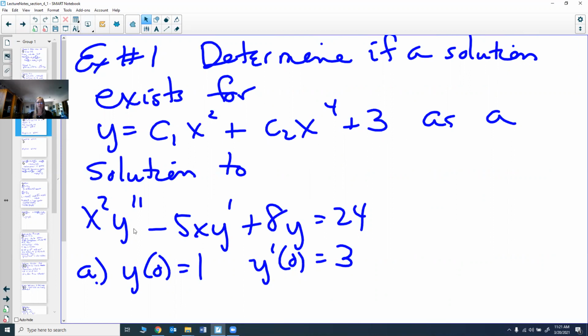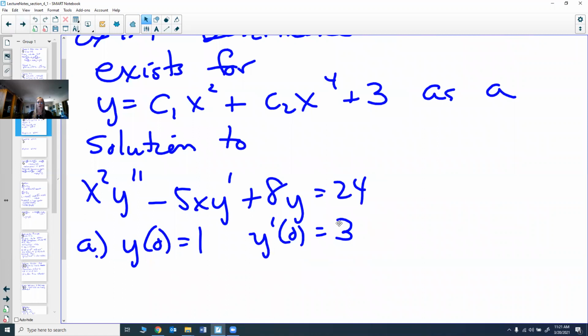Suppose we want to determine if a solution exists, where y equals c1 x squared plus c2 x to the fourth plus 3 is a solution to this differential equation: x squared y double prime minus 5x y prime plus 8y equals 24. We're going to start off with y of 0 equals 1 and y prime of 0 equals 3. So this is an initial value problem because we have the same x value in our y and our y prime. Notice with our second order differential equation, we went up to y prime in our initial conditions.